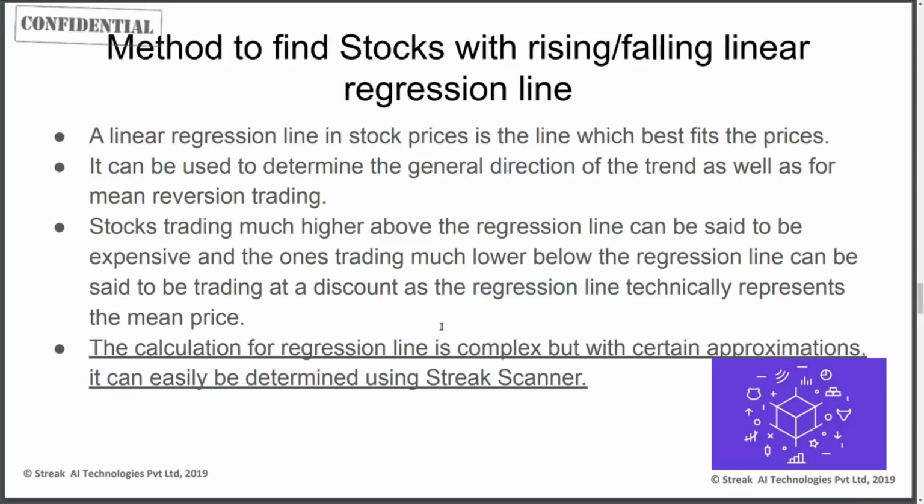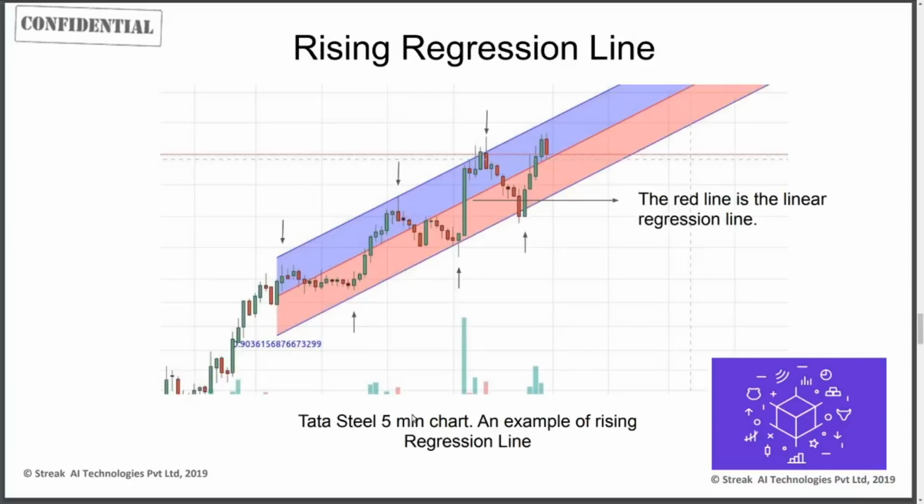So here, very important point to keep in mind: the calculation of the regression line is very complex, but certain approximations help us determine it using Streak scanner easily. Okay, so keep that in mind. This is not the exact regression line, but an approximate version of that, with which you can easily identify those stocks using Streak scanner, and then plot it in chart.